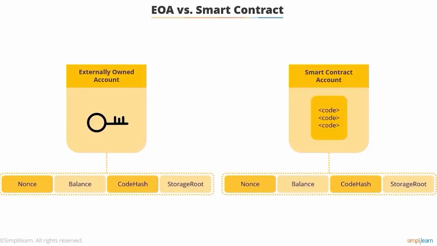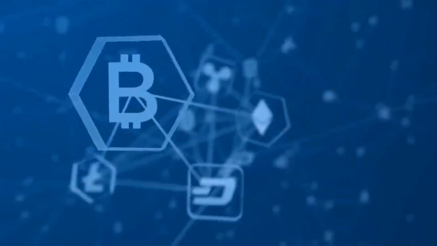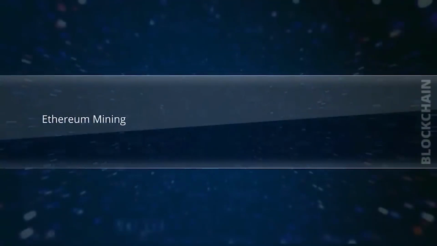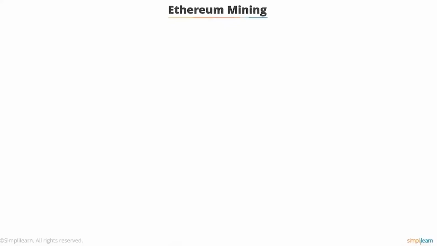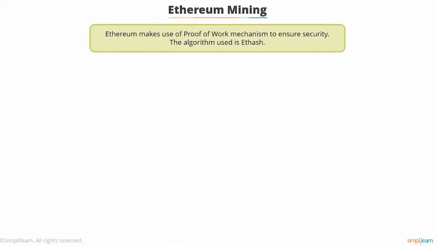That was all about the Ethereum concepts and accounts. Let's understand the process of mining now. Ethereum mining. Ethereum makes use of a proof-of-work mechanism to ensure security. The algorithm used in Ethereum is called Ethash.